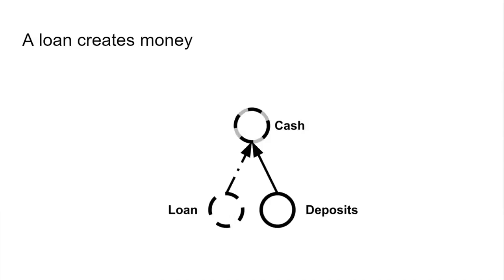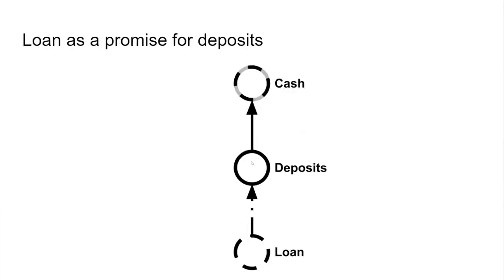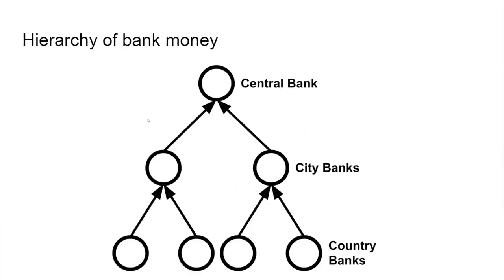Another way to represent the same thing. So here I have them side by side, but really loans and deposits aren't at the same level of hierarchy, because you can also think of the loan as a promise for deposits. You can just return your deposits to the bank, and that also cancels out the loan. So this is probably a more appropriate hierarchical representation. Loan below deposits below cash, and then goods are up there off the edge of the screen.